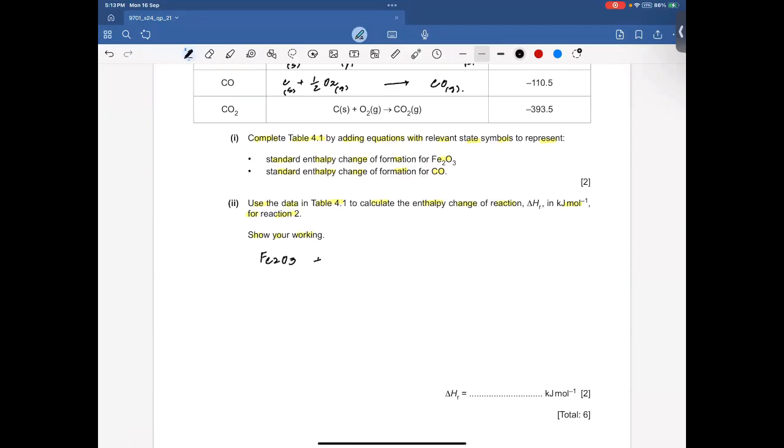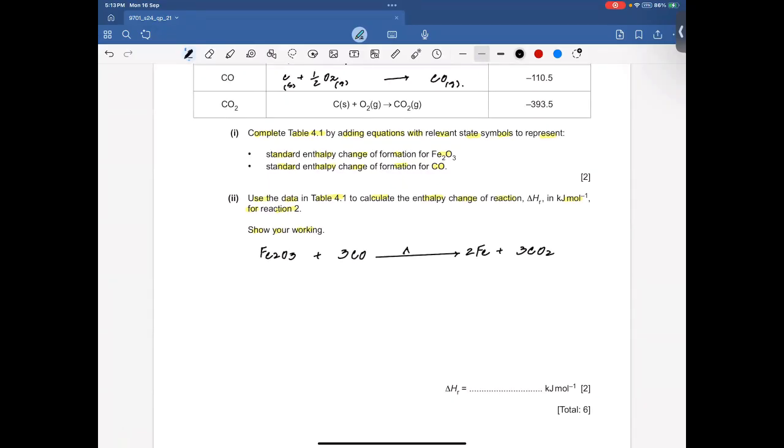Fe2O3 plus 3 carbon monoxide converting into 2 Fe plus 3 carbon dioxide. And we need to find out the standard enthalpy change of reaction. Since the formation data is given, we need to start the thermochemical Hess cycle by using the constituent elements.